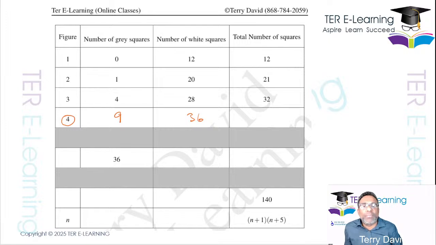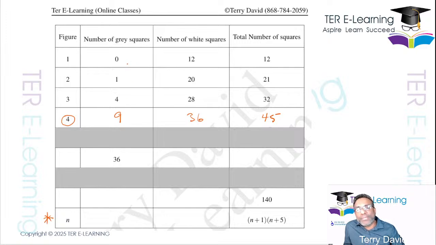And what about the total number of squares? Well, the total number of squares is simply going to add the gray and the white. So 9 and 36 is 45. So this is going to be 45 squares in total. So we gain some marks here just for filling out the table. Now, what I normally tell my class is that when you have to work out this table, I want you to work out the last row first, and then you can work out anything else in the table you want to work out.